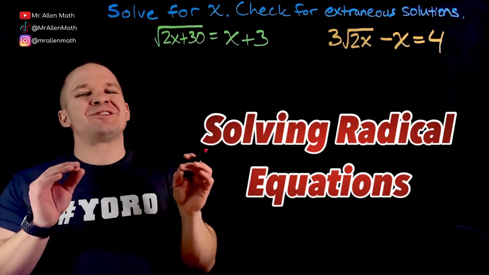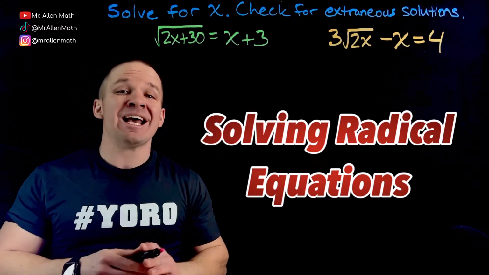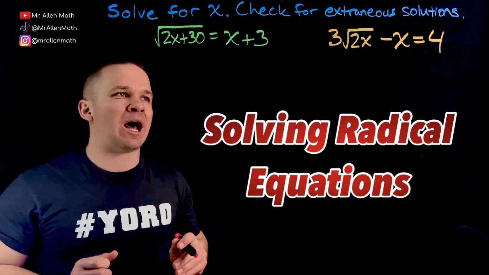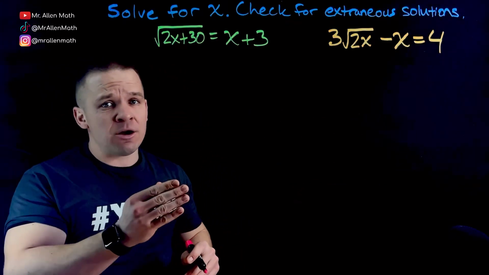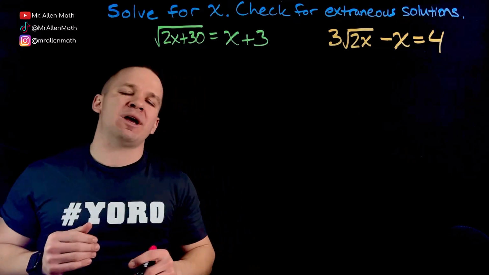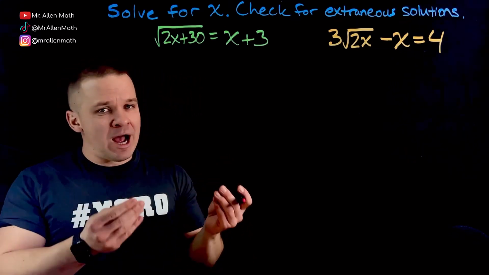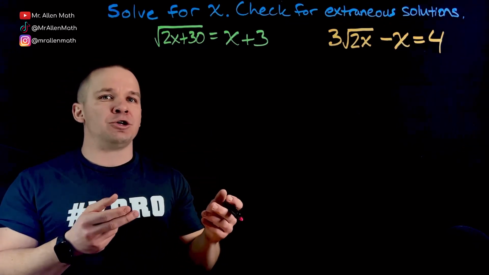Mr. Allen here. We're about to solve for x and check for any extraneous solutions in these radical equations that we got going on right here. And yes, we can have extraneous solutions in radical equations just like we had them in rational equations, but it's a little different. In rationals, we can't divide by 0, right?